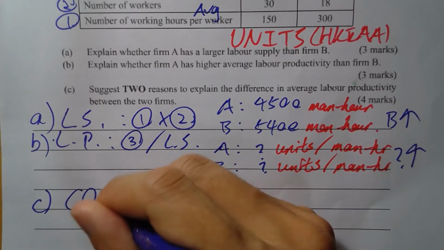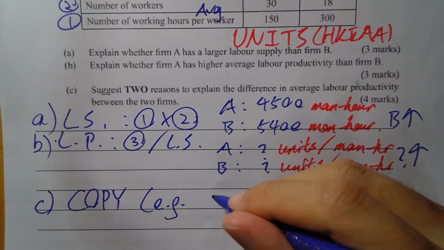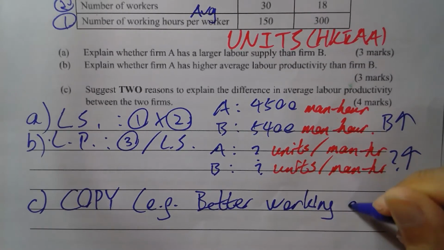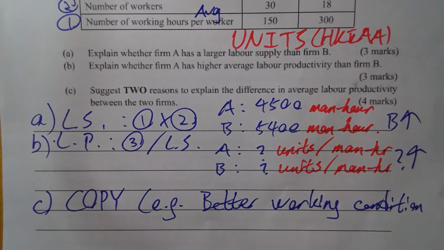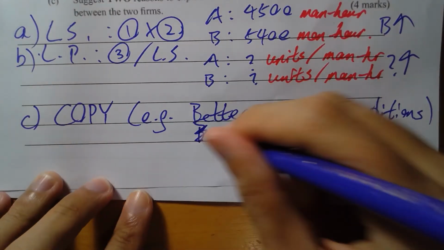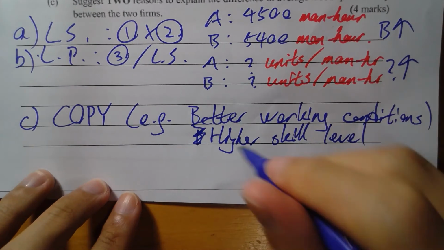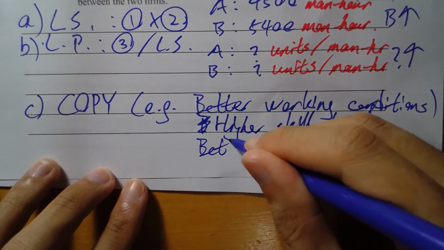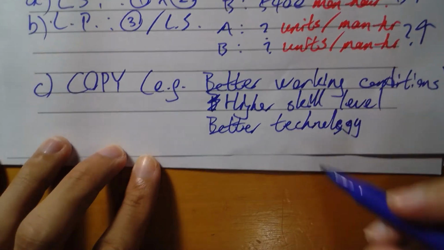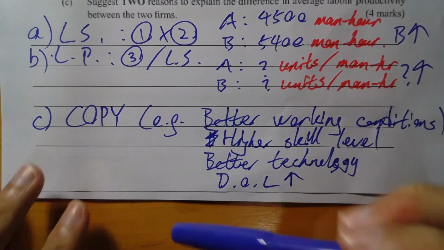Okay, so C, we need to suggest 2 reasons to explain the difference between productivity. C, just copy from textbook. One example, maybe somebody has better working conditions, or the workers may have higher skill level, or they have better technology, or their degree of division of labour is higher. Those kind of things. Just copy from your textbook.